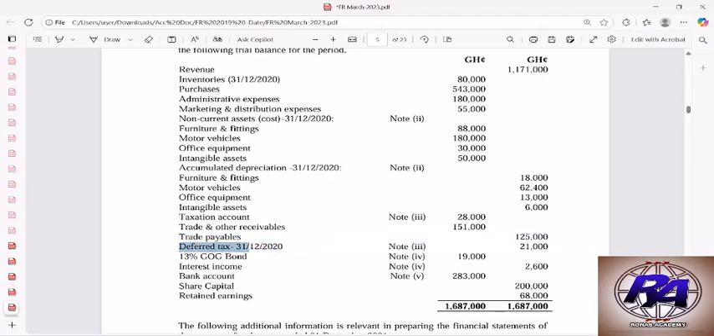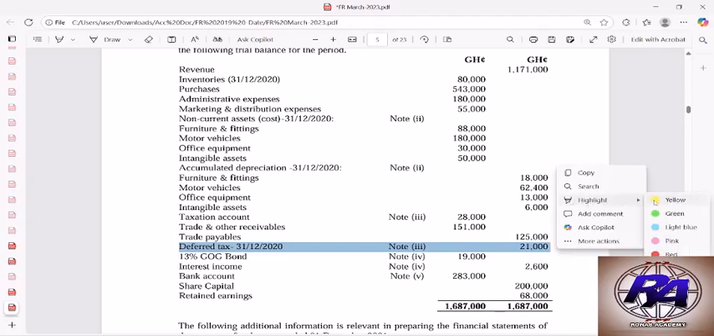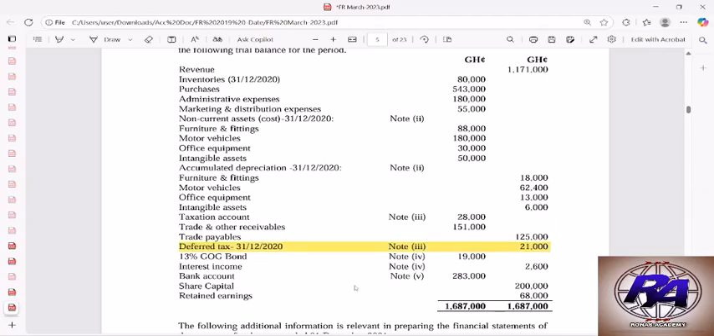Let's look at the date. The date is important. So there's a deferred tax. You see, it's at the credit side, indicating that it's a deferred tax liability. Do we have current tax? Current tax. Okay. So there is no current tax in here.